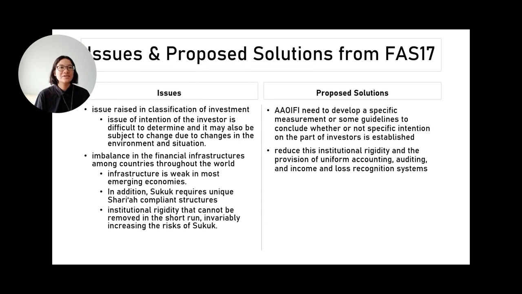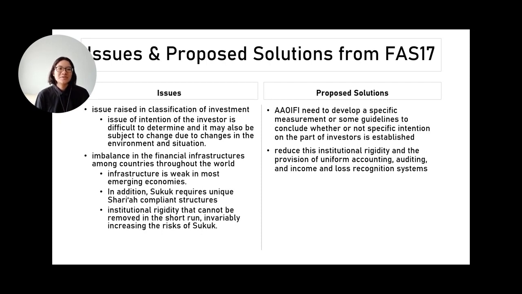The issues and proposed solutions. Here, the issue with the investment classification is that it is difficult to determine investors' intention. Then there's an imbalance in the financial infrastructure globally, especially in emerging countries where it is weak. Sukuk requires unique Sharia compliance structures, and this causes institutional rigidity, which could be a risk and cannot be removed in the short term.